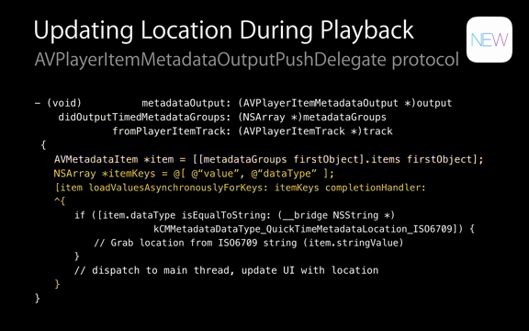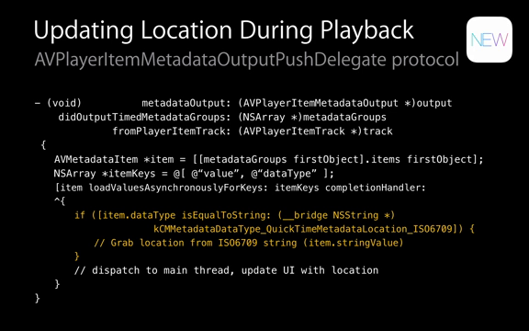So moving on with your item, you're going to do this loadValuesAsynchronously forKeys dance that we talked about before. And in this case, we're interested in the value and dataType properties, so we're going to load both of those. I've omitted the error checking for brevity here, but you'll probably want to do that error checking like we had in the other slide.